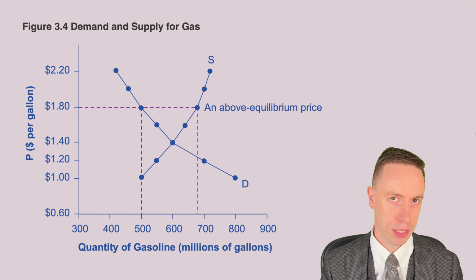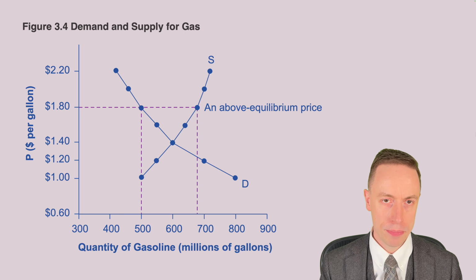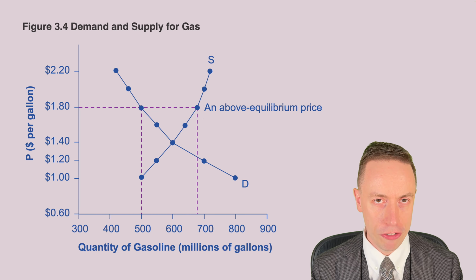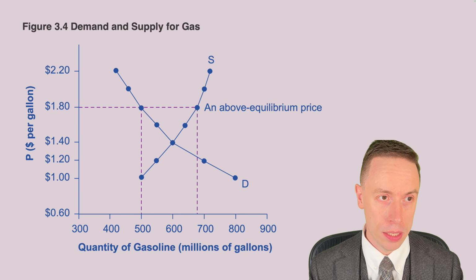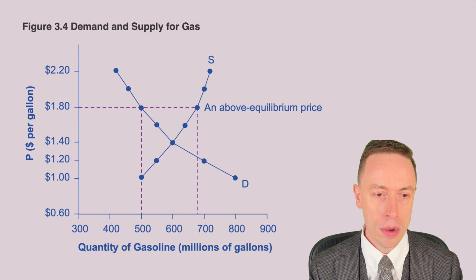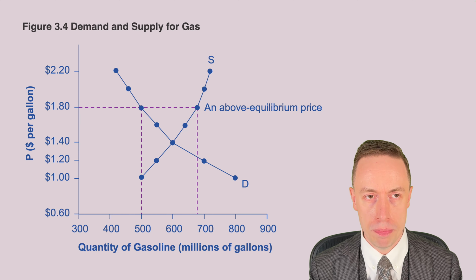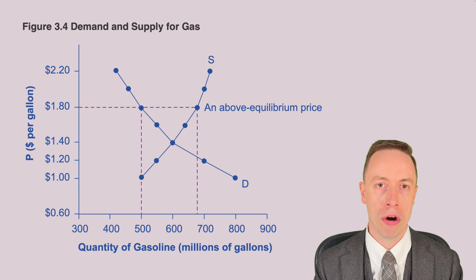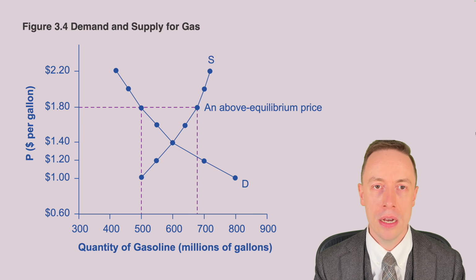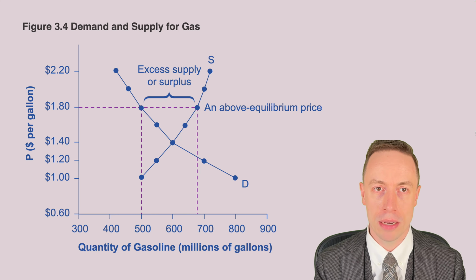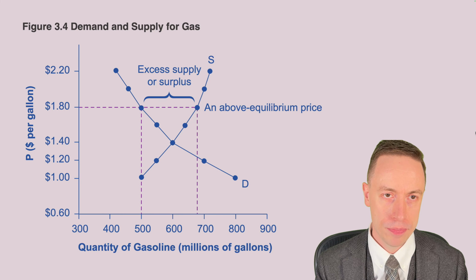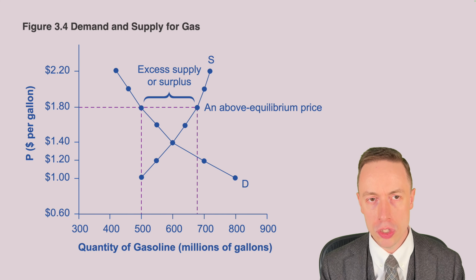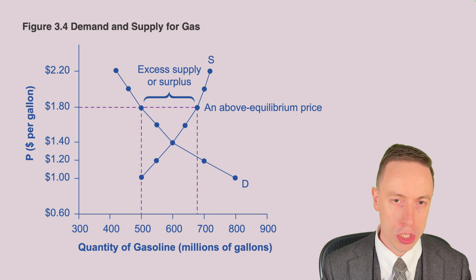only 500 million gallons. So what this represents is that we've got sellers with 680 million gallons of gasoline that they would like to sell at a price point of $1.80, but buyers are only willing to buy 500 of them. That is not an equilibrium. This is referred to as a surplus of a product, or sometimes excess supply. And as you probably know from your own experience, a market in surplus tends to not be stable.